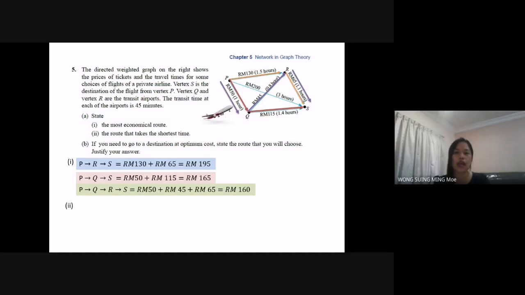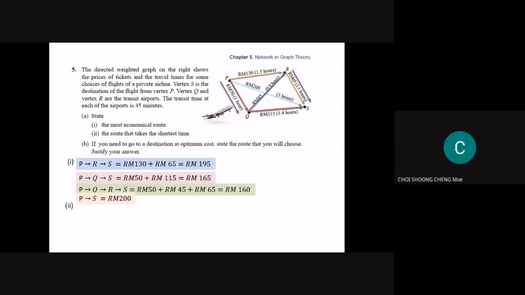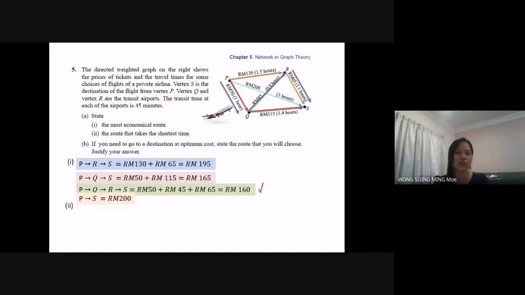And we also have the direct flight from P to S, 200 ringgit. So from here, can you tell me the most economical route? Choi, can you tell me which route is the most economical route? The third one. The third one, yes, very good.